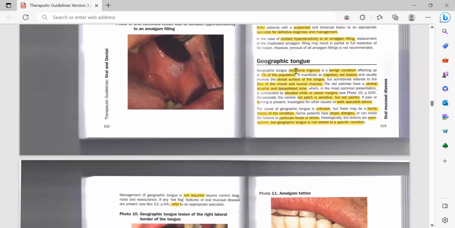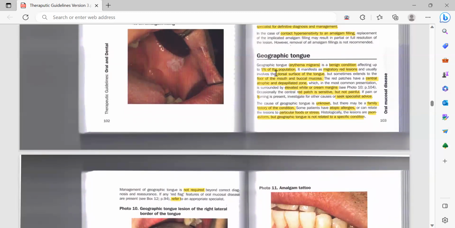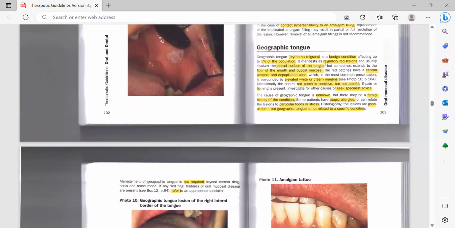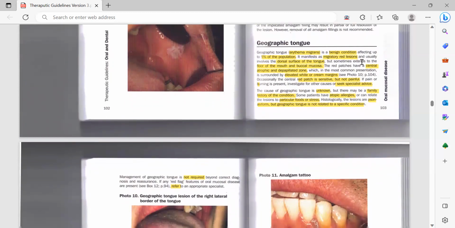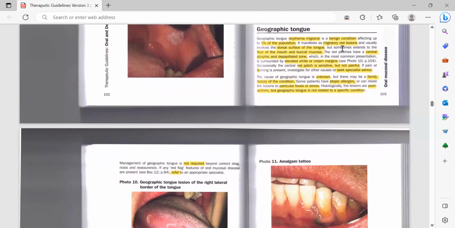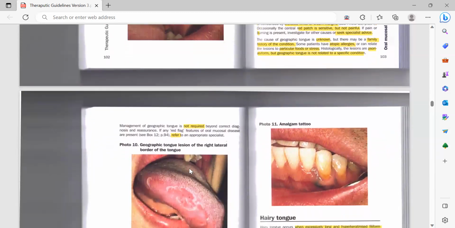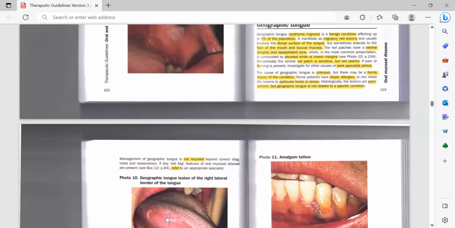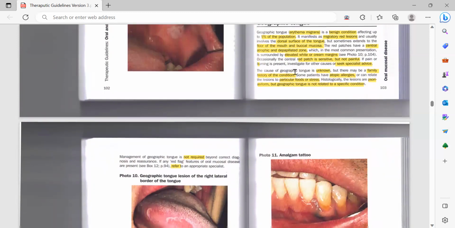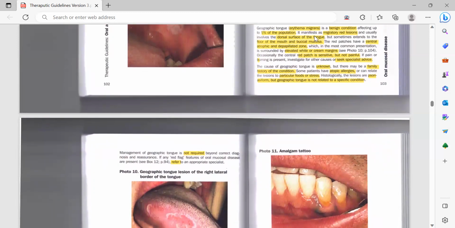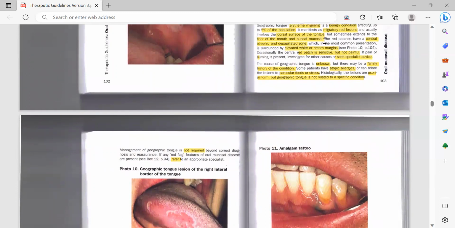Then geographic tongue, it is also known as erythema migrans. It is a benign condition and it is affecting up to 5% of the population. It manifests as a migratory red lesion, migratory because it is continuously changing its size and its site. It is red in color, and usually it involves the dorsal surface of the tongue, but sometimes it also extends to the floor of the mouth and buccal mucosa.